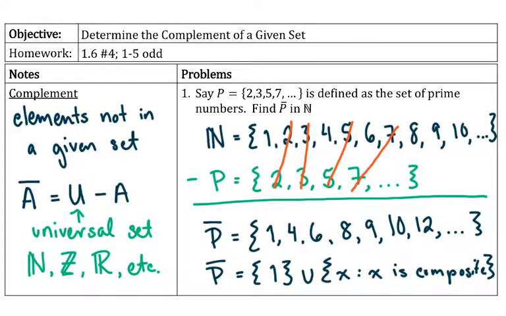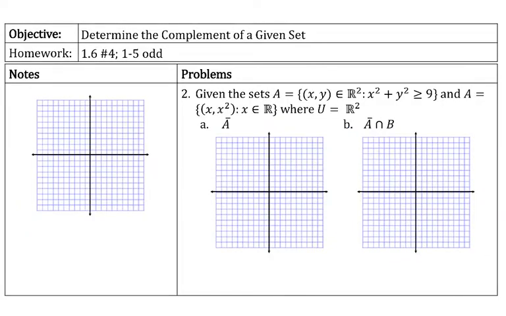All right, let's look at a less familiar example with graphing. Given the sets, we've got A, which are the ordered pairs x, y in the coordinate plane, R squared, where x squared plus y squared is greater than or equal to 9. And another set, B, is equal to the ordered pairs x, x squared, where x is in the real numbers. If we're looking at the universal set R squared, that would be this entire coordinate plane.